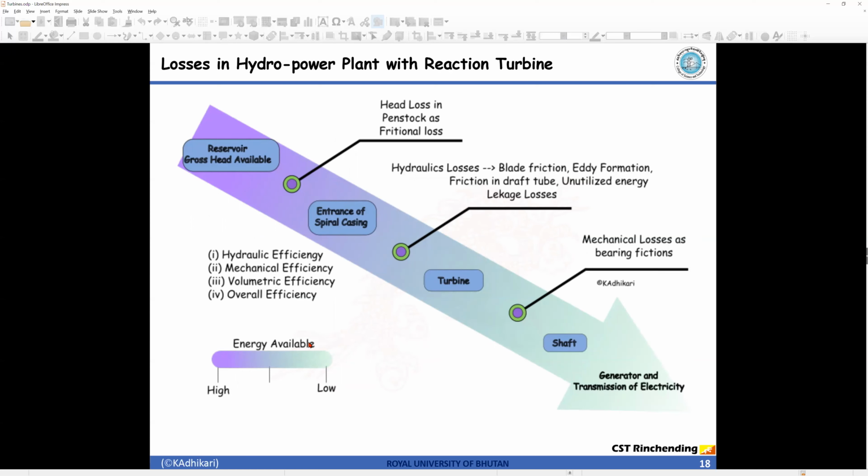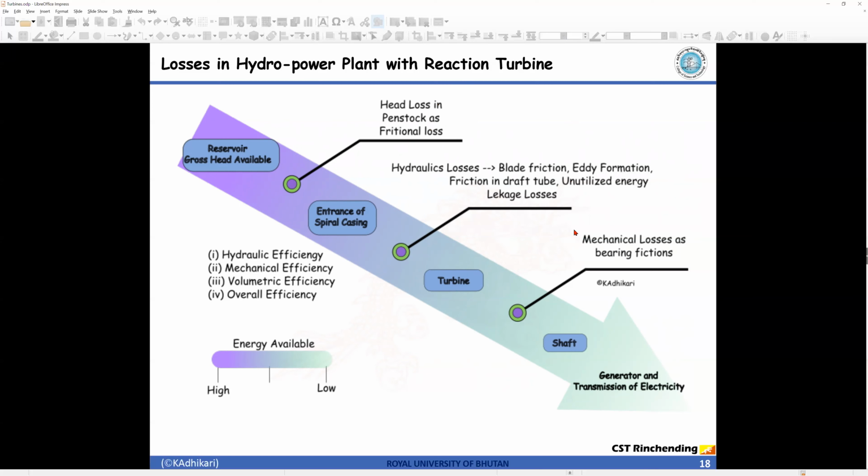Now to get an overall picture, let's understand this color coding. I have shown the color coding in terms of energy available. There is maximum energy available at the reservoir, but as it moves through the network to the turbine, energy is lost because of all these factors. I have listed all the factors here. This is a typical case of a reaction turbine. A similar diagram can be plotted for an impulse turbine, since you already have a good idea of what impulse would look like, so I thought it would be interesting to put the reaction turbine here.